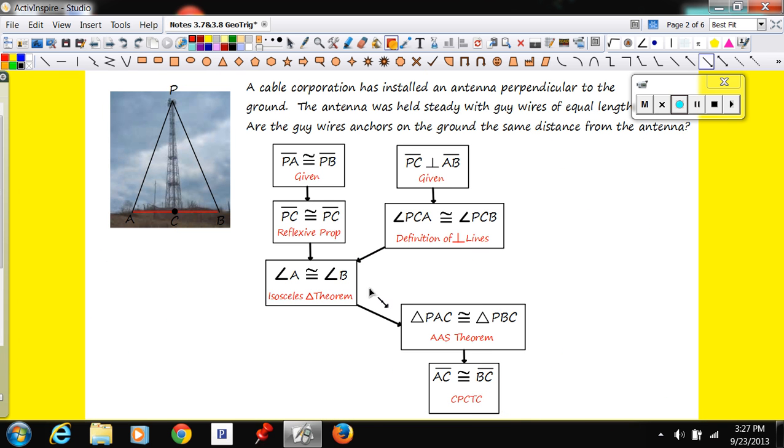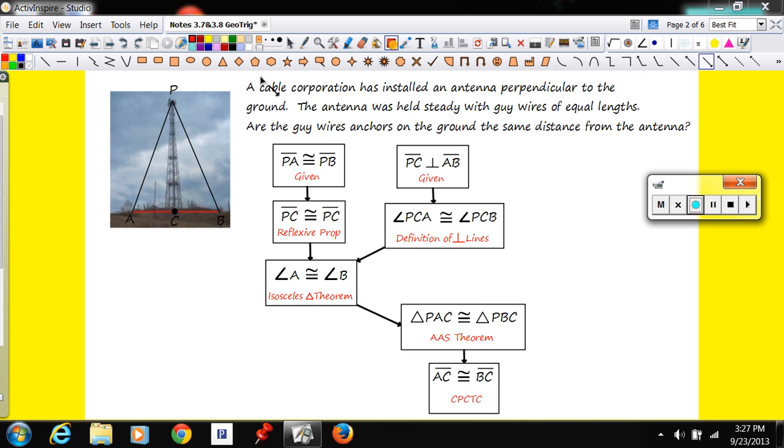Moving on, here's example 2 now. Let's take a look at this one. A cable corporation has installed an antenna perpendicular to the ground. So here's the antenna. It's perpendicular to the ground, so we know these are right angles. So let's take our little right angle and put that in there. The antenna is held steady with guy wires. So these are guy wires that are holding this steady. There's one in the back that you can't see. There's 3 of them, and they're equal lengths.